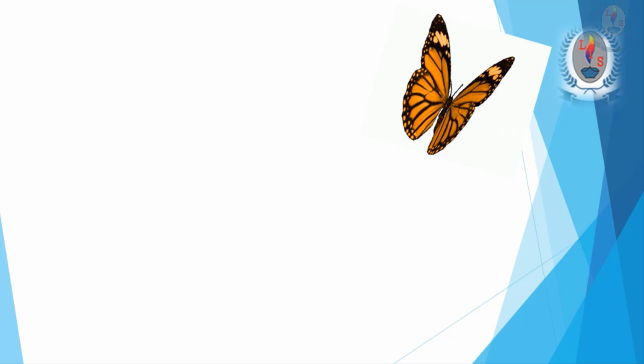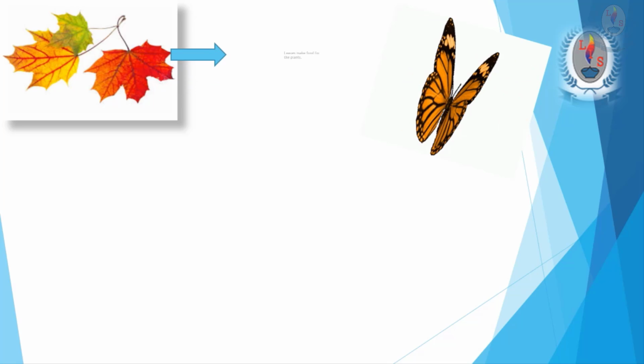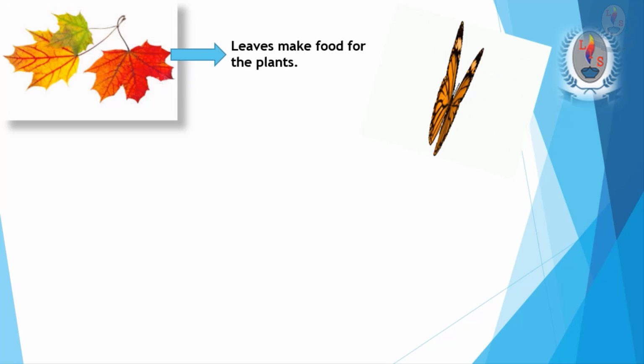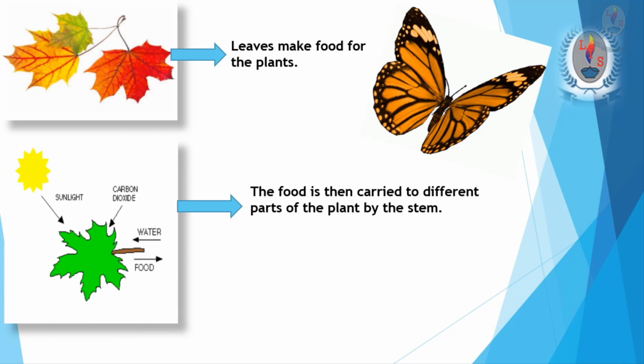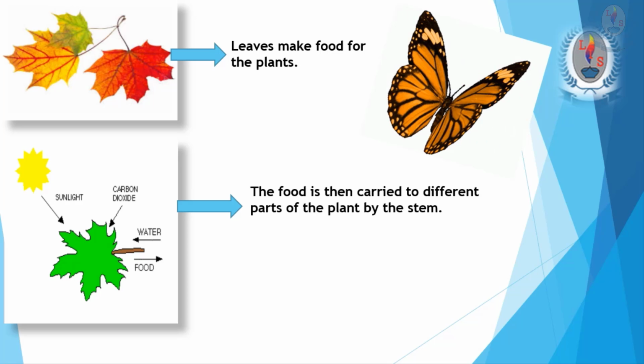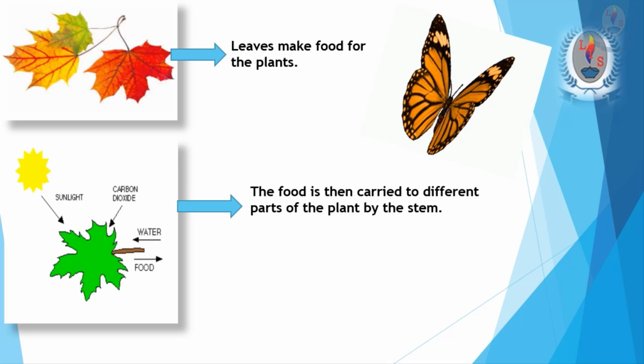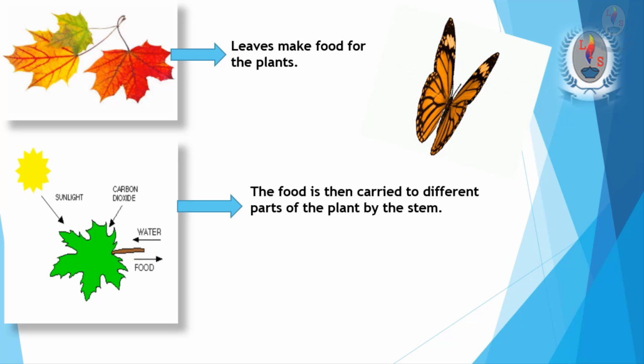Children, now turn to page number 64. Leaves make food for the plants. The food is then carried to different parts of the plant by the stem. Children, tell me, which part carries the food of the plant? Yes, the stem.